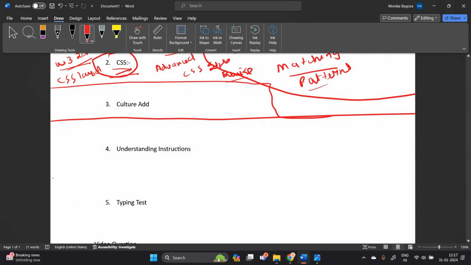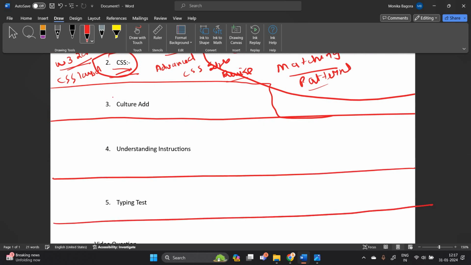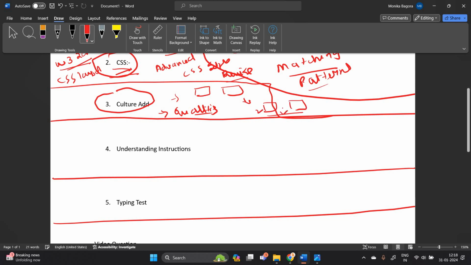And the third section is cultural add. What does cultural add mean? For cultural add they will give you one or two questions in which you have to choose an option related to particular qualities. They give you some options, and you have to check the qualities and answer which quality should be there. Basic questions related to cultural add.